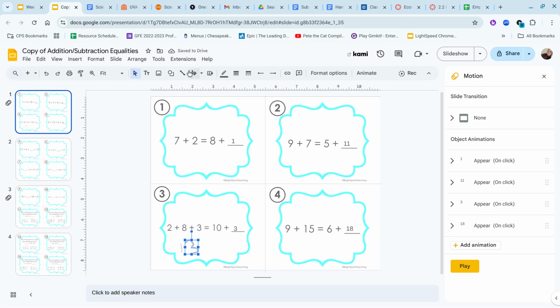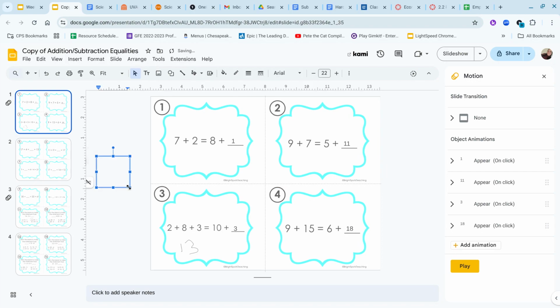Now I have to figure out what equals 10. So 2 plus 8 plus 3 equals 13. And now I have to figure out what I could add to 10 in order to get 13. So I'd have to do 13 minus 10. 13 minus 10 equals 3. And that's how I got that equation.